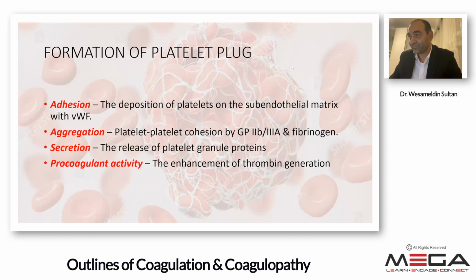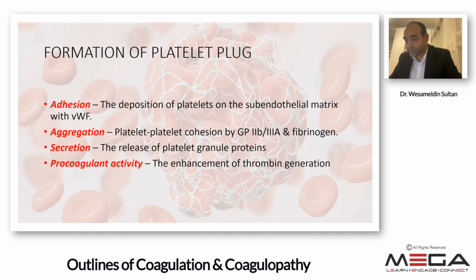The formation of the platelet plug starts with platelet adhesion, aggregation, secretion, and the procoagulant activity of the platelet. Platelet adhesion starts with deposition of platelets in the subendothelial matrix, where they bind with von Willebrand factor, a very important factor present in the endothelium. Once we have endothelial injury, von Willebrand factor becomes activated and attracts the platelets to bind with it at the site of injury.